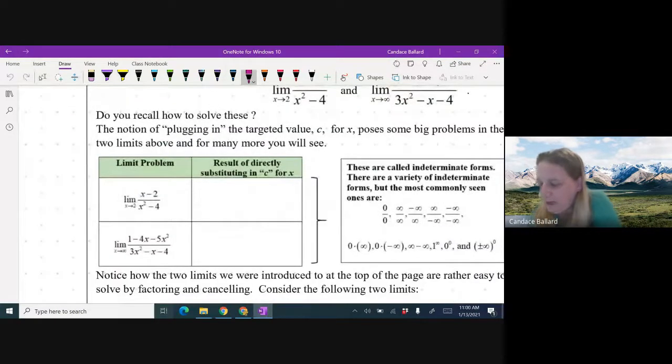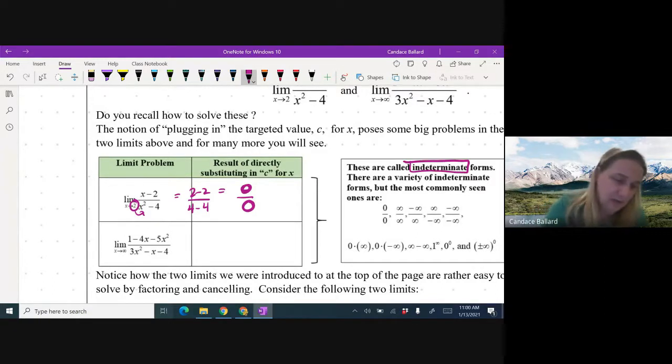If I'm going to plug in this 2, I would end up with 2 minus 2, which is 0. And then if I plug the 2 into the denominator, 2 squared is 4, and 4 minus 4 is 0. That is not something that we want to see. It's something that we call an indeterminate form. I did not set my timer. I'm going to set my timer while you're finishing that little spot up there. Okay, 17 minutes.